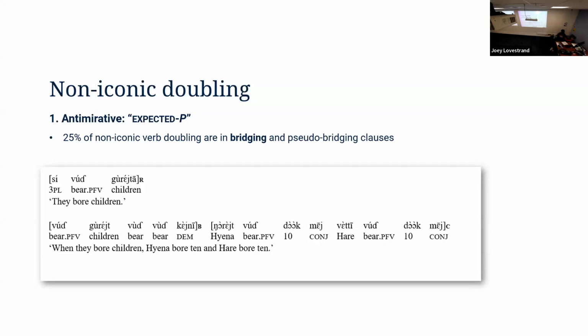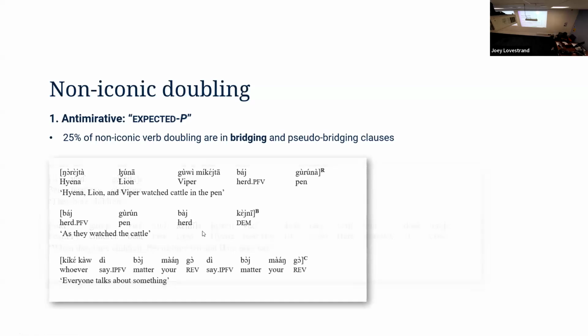So in this example, having borne children, hyena had 10 children, hare had 10 children, and you have the bridging construction here, which is actually presented as an adverbial clause because you have this discourse demonstrative, which is here. Another example with bridging.